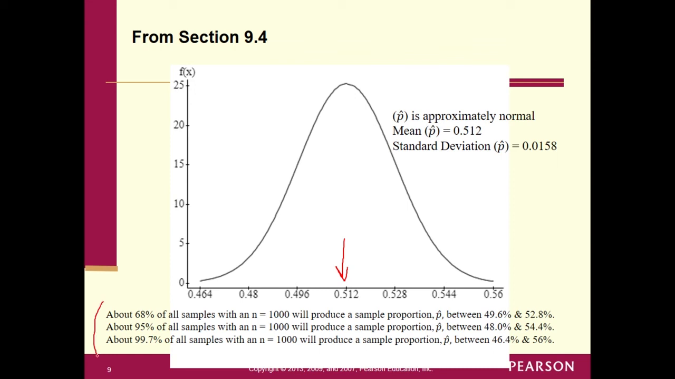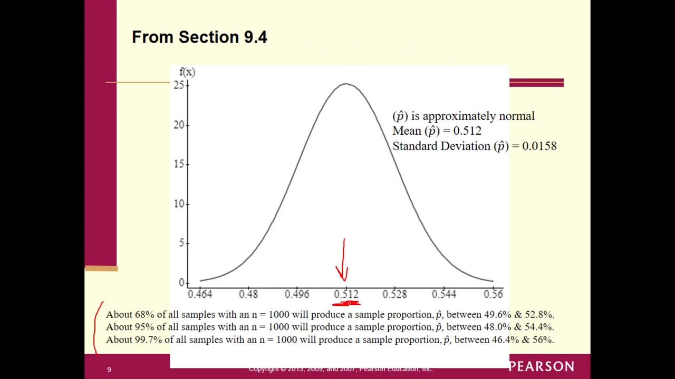It says here that about 68% of all the samples will be within one standard deviation of 0.512. 95% of all the p-hats are going to be within 2 standard deviations of the center, and about 99.7% of all the p-hats are going to be within 3 standard deviations of the center. And so we expect our p-hat to be close to the center of the sampling distribution.